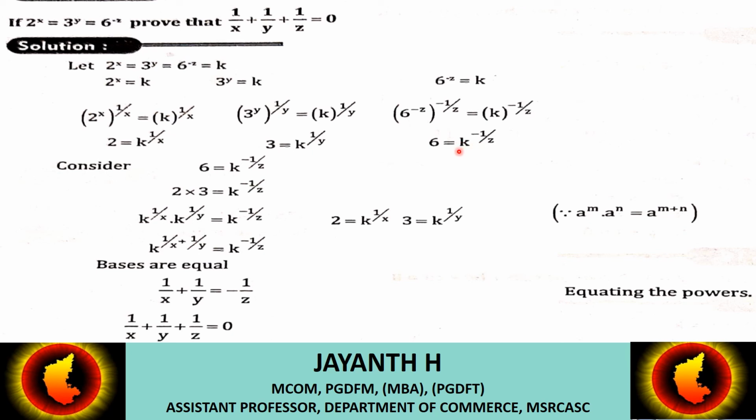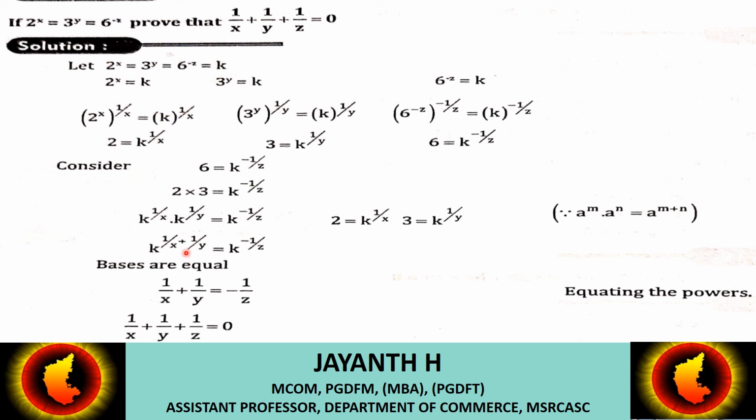So here you have to be careful. This is having a minus symbol, so this is taken into consideration. So here you have 6. 2 into 3, if you multiply, it will become 6. So here you have 2, here you have 3. So we have taken 6 is equal to k to the power minus 1 by z. To get 6, we have to multiply 2 into 3, which is already given, is equal to k to the power minus 1 by z. So for 2 you have a value, for 3 you have a value, substitute, is equal to k to the power minus 1 by z.